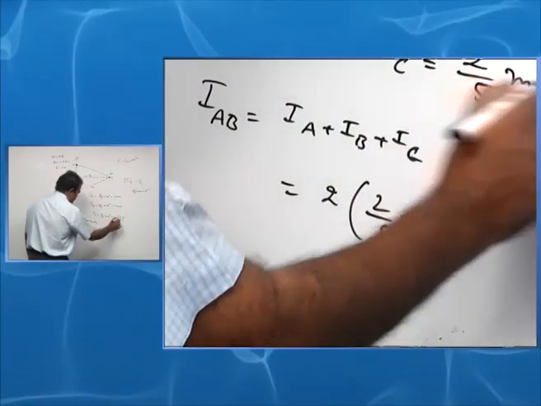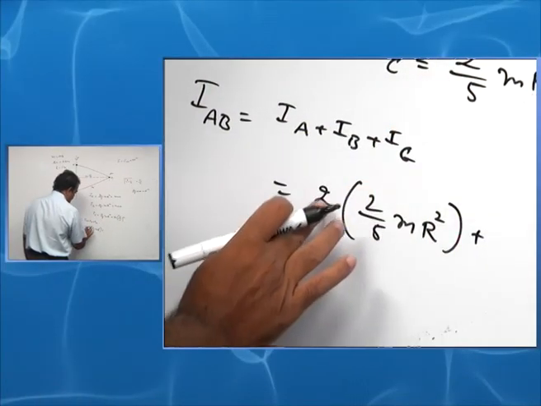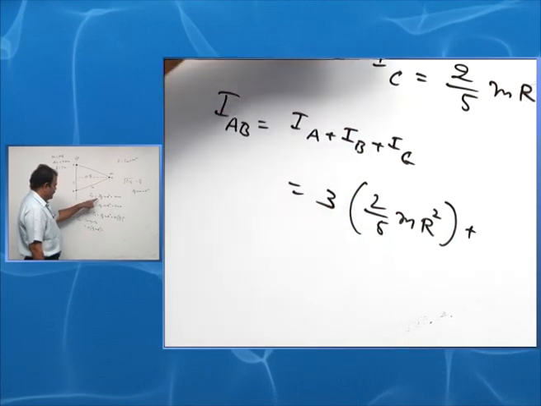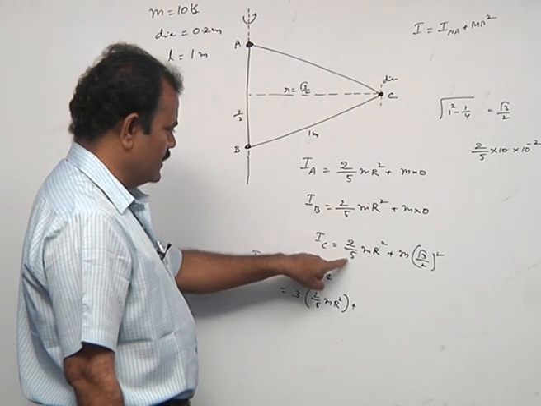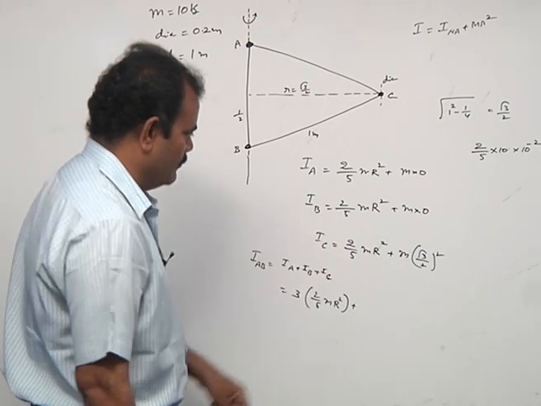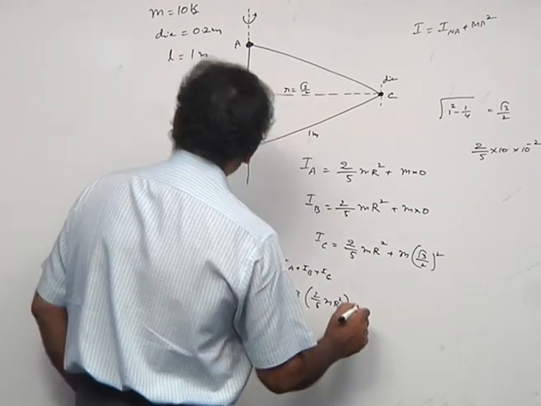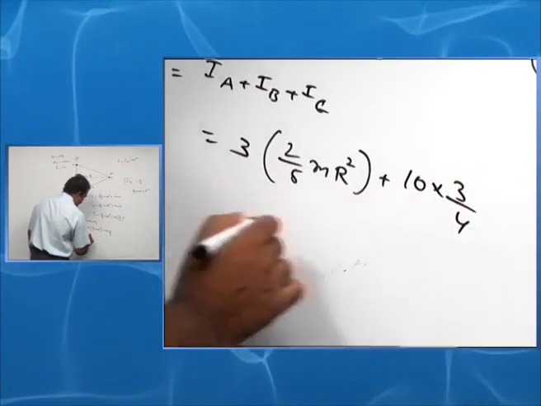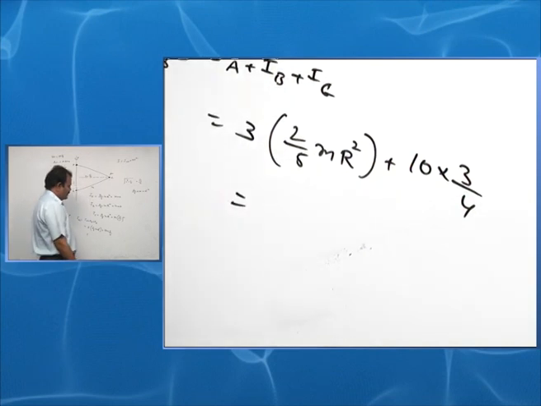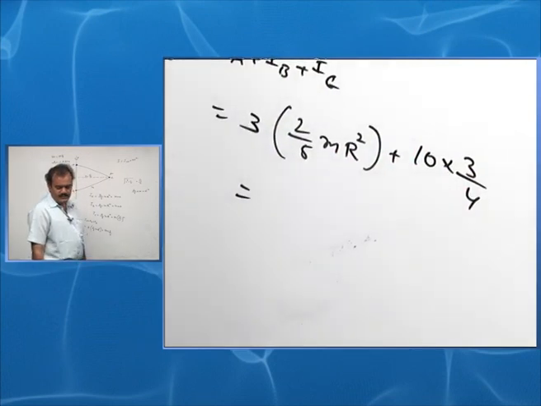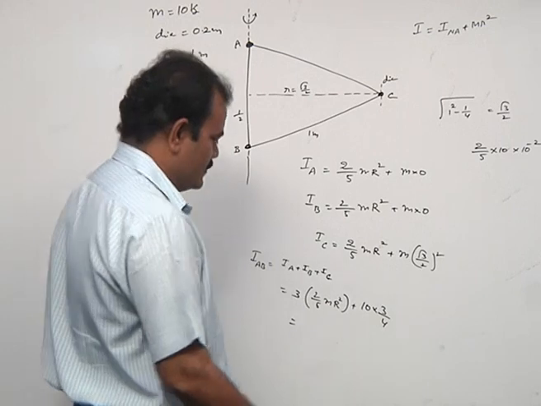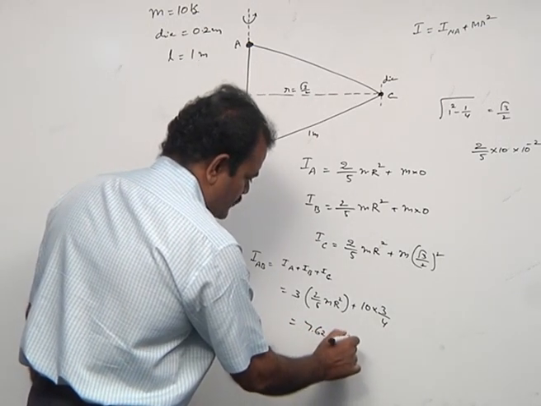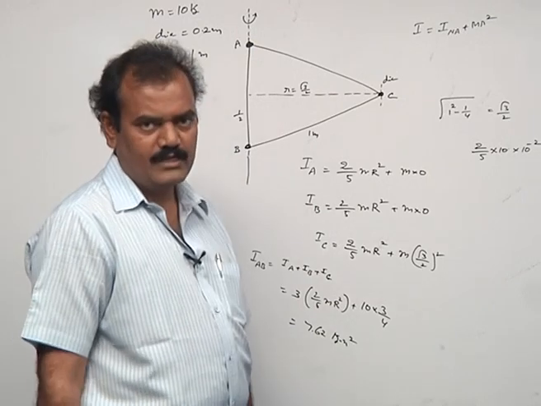So it is 2 into 2 by 5 mr square, plus IC. IC has 2 by 5 mr square already there, so 3 is to be taken, because in IA one is this one and another is this one. So 3 into 2 by 5 mr square plus m, which is 10 kg, into 3 by 4, and overall the answer given is 7.62 kg meter square. You can verify it later. This is the procedure in solving this type of model.